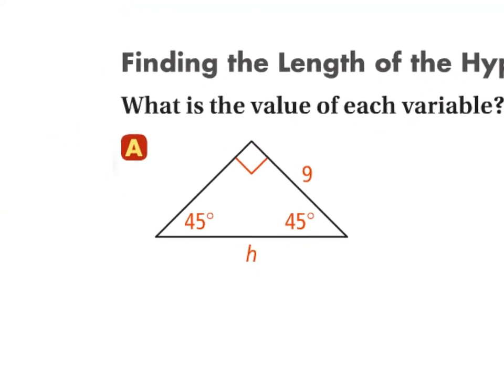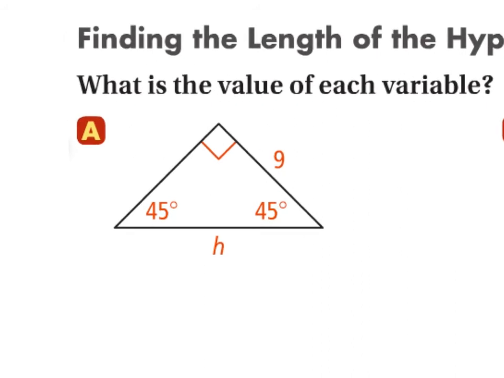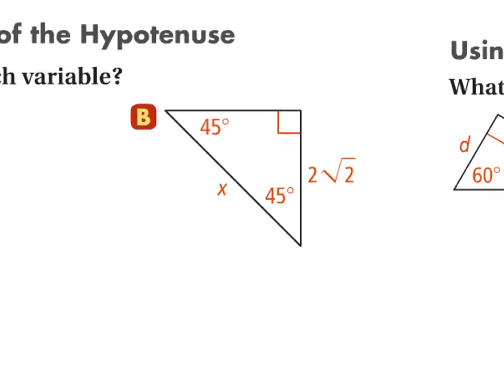Okay, so what is the value of each variable? Well, we have a 45-45-90, so that means this leg over here would have to be 9. And then the hypotenuse is just the leg lengths times the square root of 2. So H is 9 times the square root of 2. Pretty fun shortcut, right? If you forget this, you can always use the Pythagorean theorem. But if you memorize it, it makes your life way easier. Okay, let's do another one.